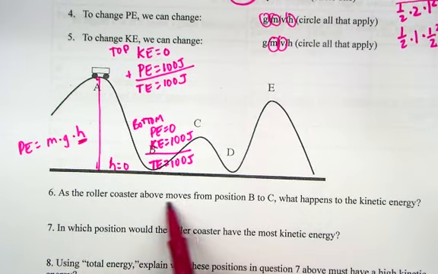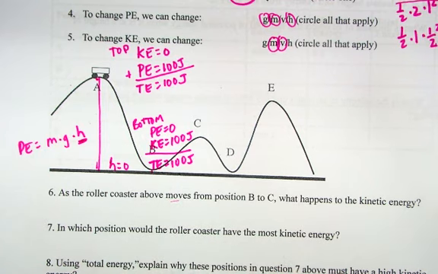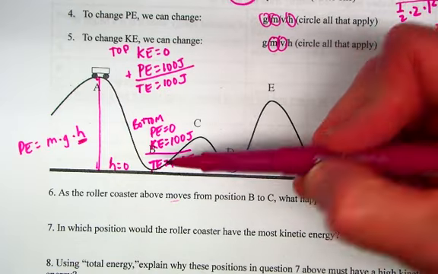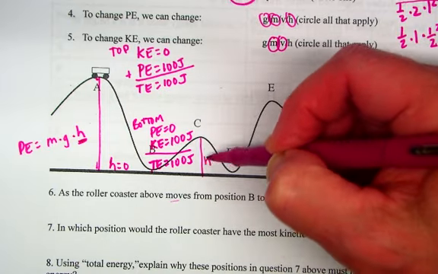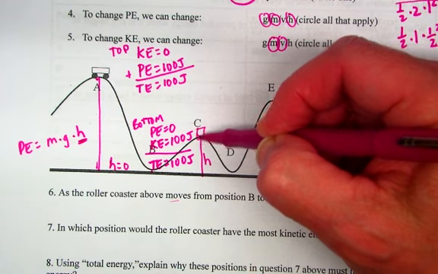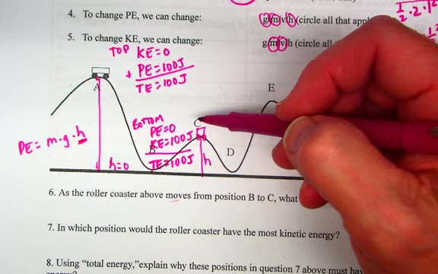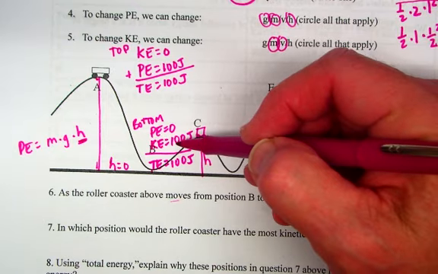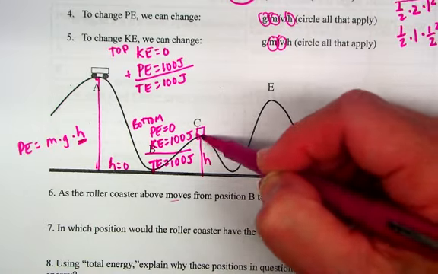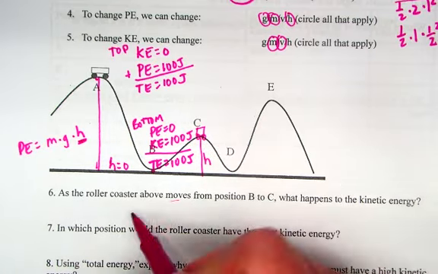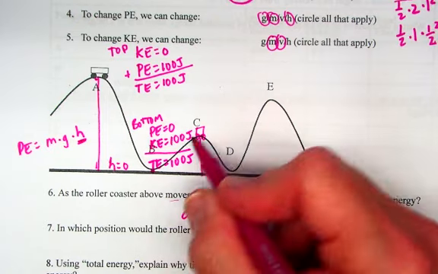As the roller coaster moves from position B, down here at the bottom, to C, what happens to the kinetic energy? So we're going to assume that there's another transition. So here you have some height. So at the top of C, that roller coaster would have potential energy again. So where does it come from? It has to be lost from kinetic. So at the bottom, we'll have the most kinetic. At the top of this hill, it will have lost some, so it gets transferred over to potential. So we're going to say the kinetic energy decreases as it goes from B to C.